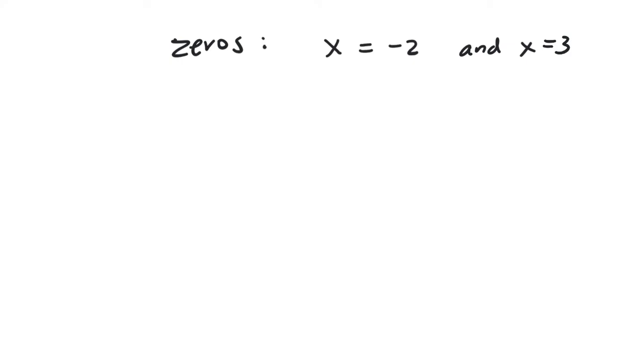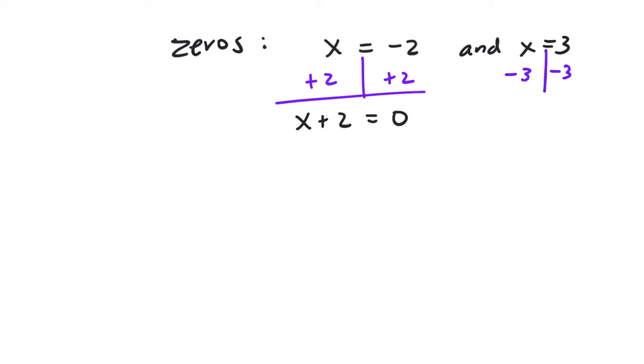So these were the zeros. If I wanted to change them into factors, we would do +2 on both sides, and that gives me x plus 2 equals 0. And then on the right over here, we would do -3 on both sides. That gives me x minus 3 equals, what's 3 minus 3? 0.